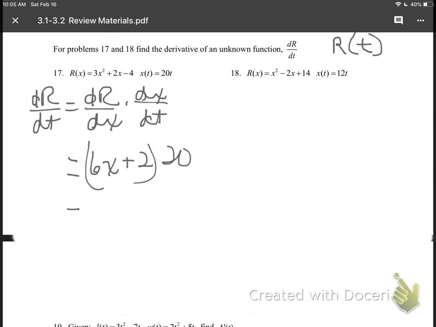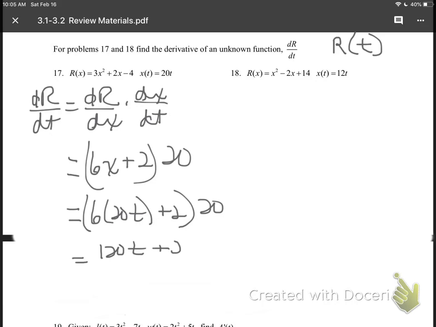Alright, so I can't have that x there, so I'm going to replace that with 20t. 6 times 20t plus 2, in parentheses, times 20. Okay, let's go one more step, or maybe two more steps. So I have 120t plus 2 times 20.